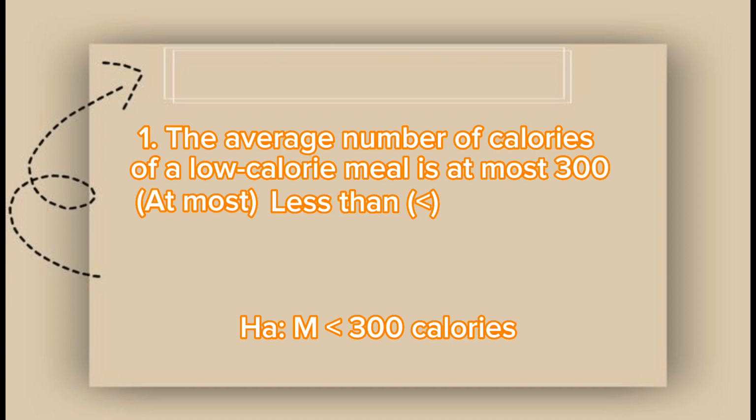I put 300 calories because the 300 calories is the given or the specific value. H sub O: mean equal to 300 calories because it is the null hypothesis. Let's proceed to another example.